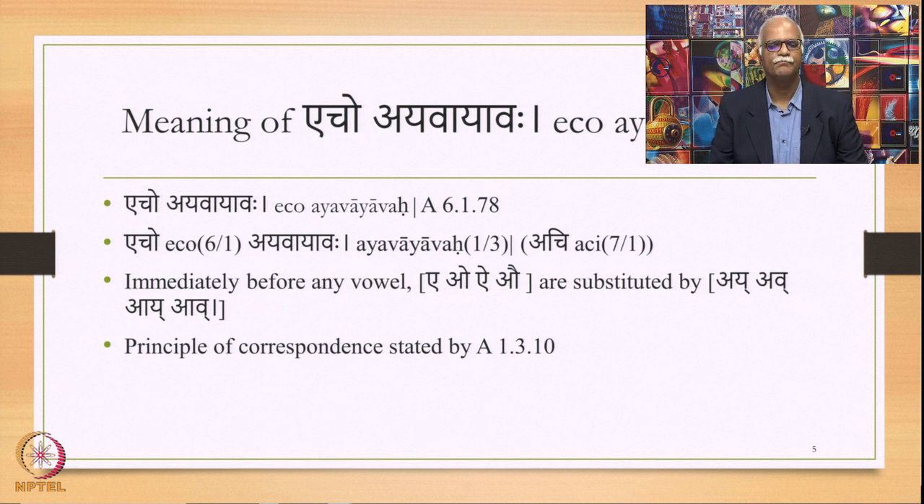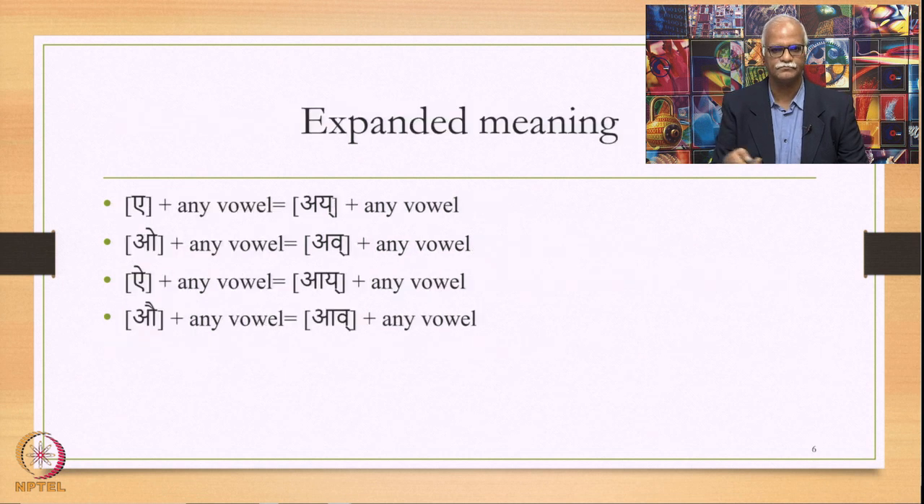Now we understand this when we get the meaning of the pratyahara clear to us. So the expanded meaning is of this kind. If e is followed by any vowel, e will be substituted by ay, and the output would be ay plus any vowel. If you have o plus any vowel, o will be substituted by av, and the output would be av plus any vowel. If you have ai plus any vowel, ai will be substituted by ay, and the output would be ay plus any vowel. If you have the situation au plus any vowel, au is substituted by av, and the output would be av plus any vowel. This would be the expanded meaning of this sutra.